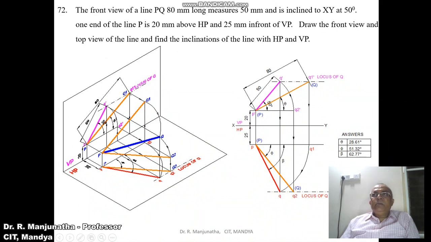Then by using the protractor, you measure the true inclination with respect to HP, which is theta, and it will be 29 degrees. With P as center, with respect to the horizontal line, you measure the true inclination with respect to VP, which is phi, and it is 51 degrees. The apparent inclination with respect to VP, beta, will be 63 degrees. When you do it in the computer, that is in CAD, theta will be 28.61 degrees, phi will be 51.32 degrees, and beta will be 62.77 degrees. So this is how you will be able to solve the problem in the sketch.